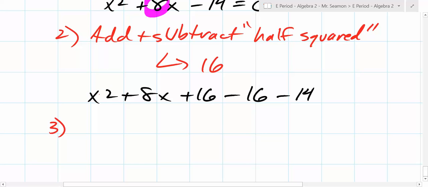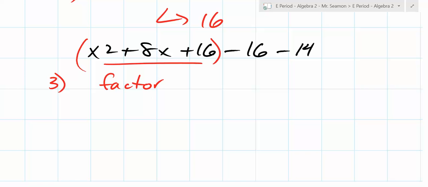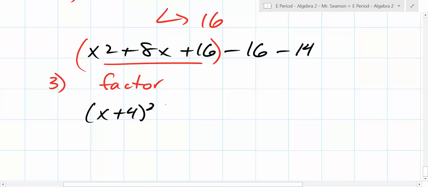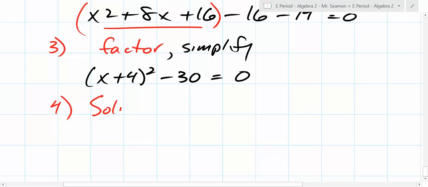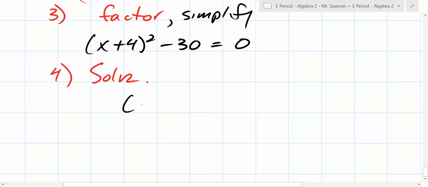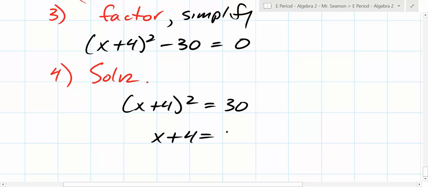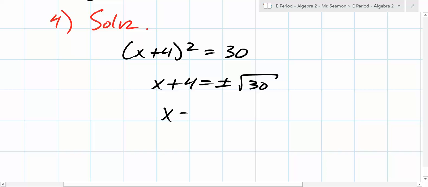And then what's our third step here? We're going to factor for our third step. And what is that going to factor into? X plus 4 squared. Factor and simplify, I guess I'll say, minus 30. And what does that equal? 0. And then really your lesson is just going to be solve. So if you solve this, it's going to be x plus 4 squared is equal to 30. So x plus 4 is equal to plus or minus what? Yep. So x is equal to negative 4 plus or minus the square root of 30.